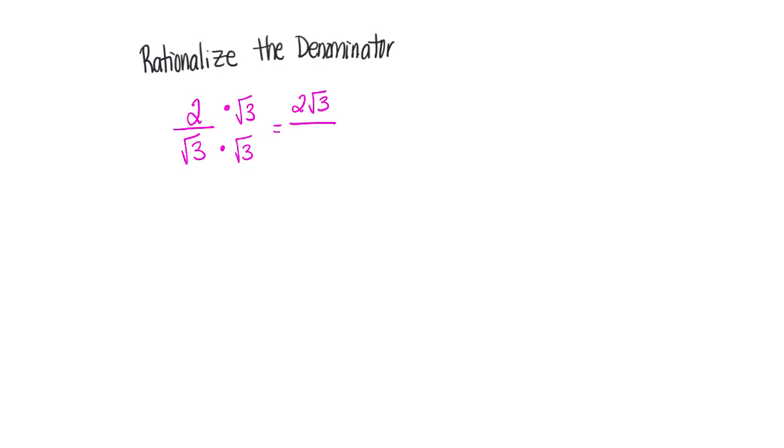In the denominator, because we have 2 values inside of the radical, it becomes square root of 3 times the square root of 3, which ends up being the square root of 9. And we can simplify that further to be 2 times the square root of 3 over 3.